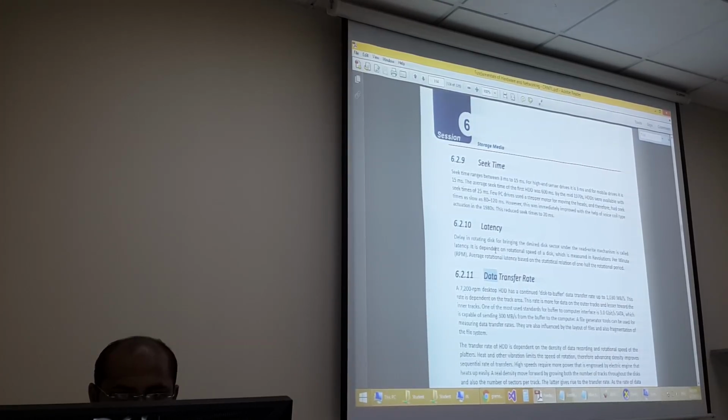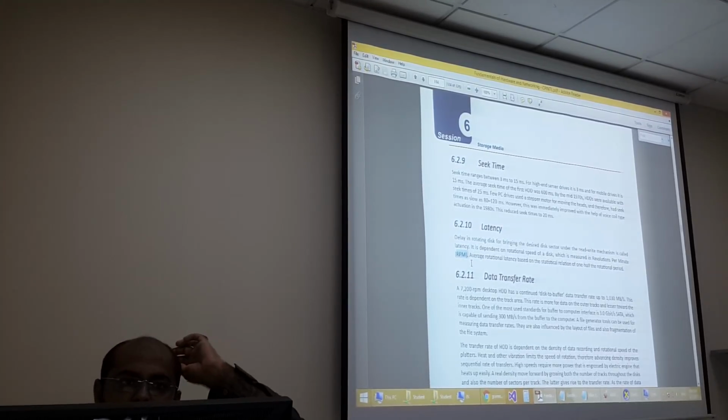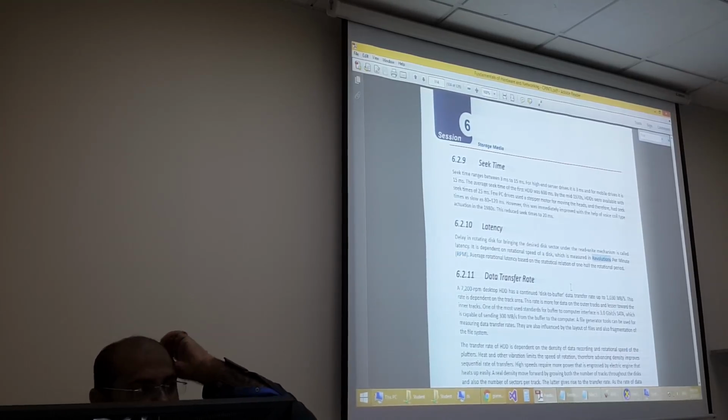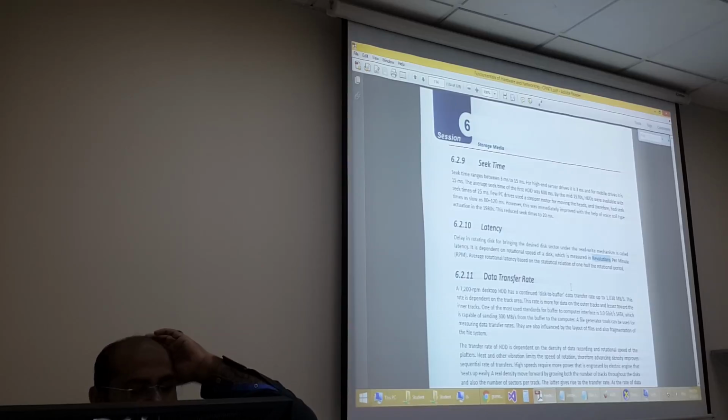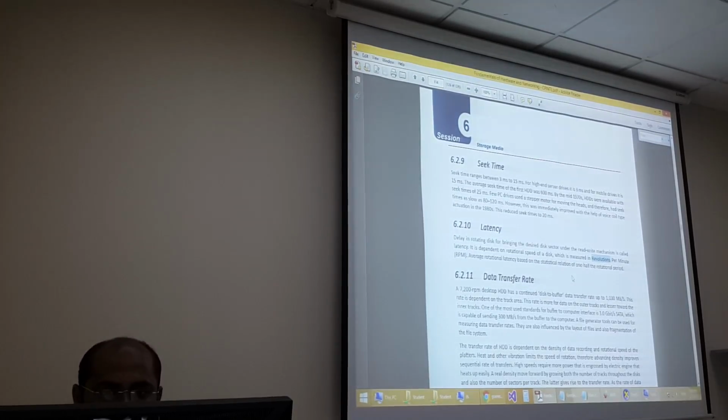I'm giving some statistics here. 120 milliseconds latency. It depends upon RPM. You know what is RPM, right? Revolutions per minute, the same thing you have in your cars. In your cars also you have RPM, right? The engine's revolution is here, and here it is the disk revolution.